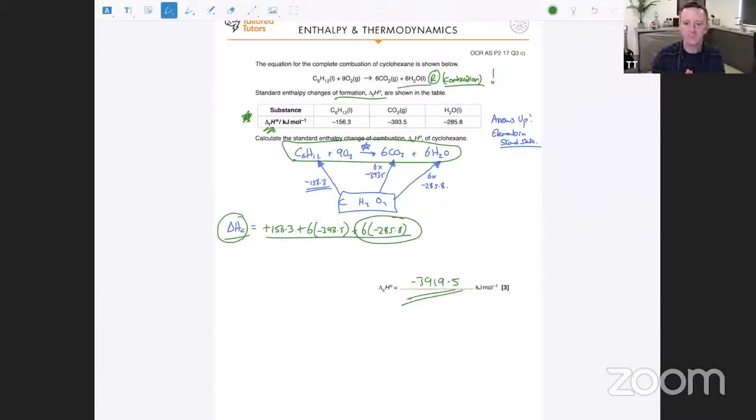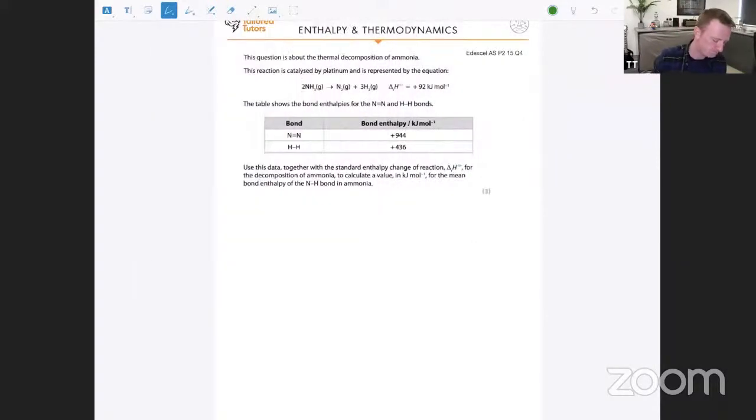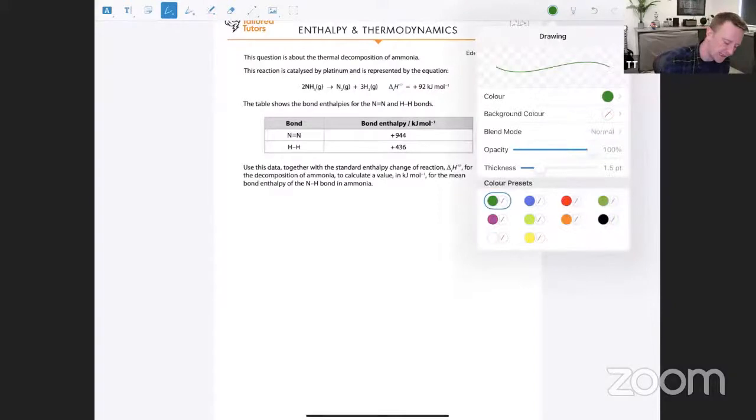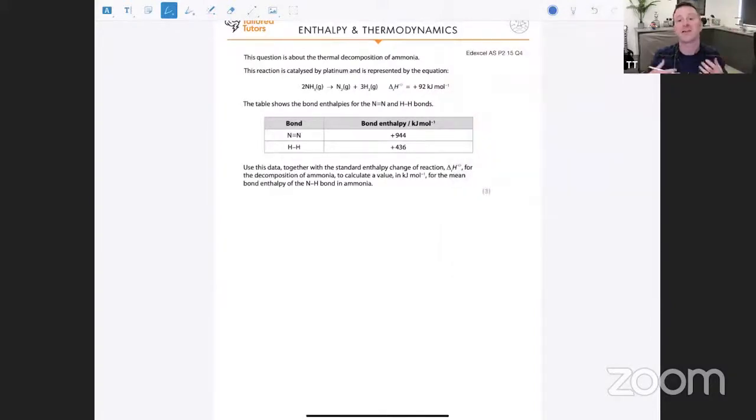But okay, so that's how I would attack those. That's my best advice for attacking these. And it's the same if you've got delta HCs where the arrows go down. You can just use that same method. Next up, another classic is mean bond enthalpies. This is something you did at GCSE, ladies and gentlemen, okay? This is something you did at GCSE. So, just because they're giving you slightly different equations, different numbers, presenting it in a slightly different way, and the lingo is different, the process is the same.